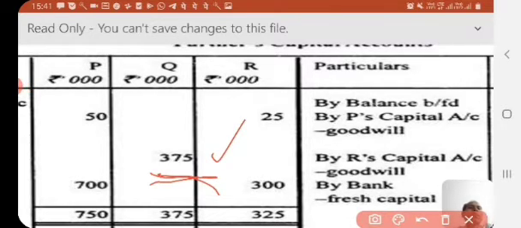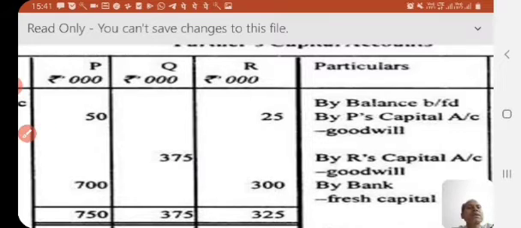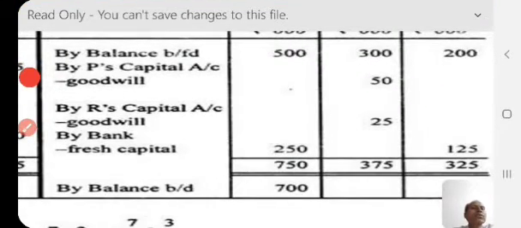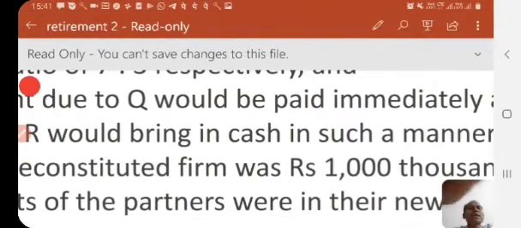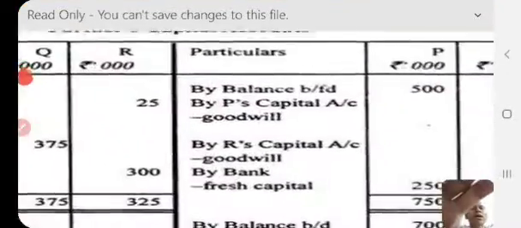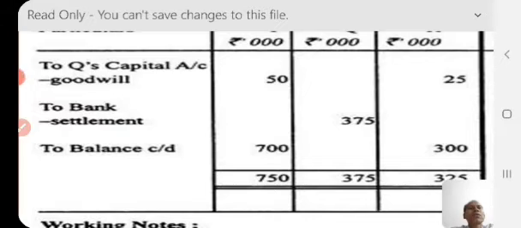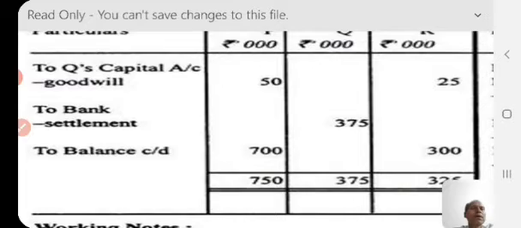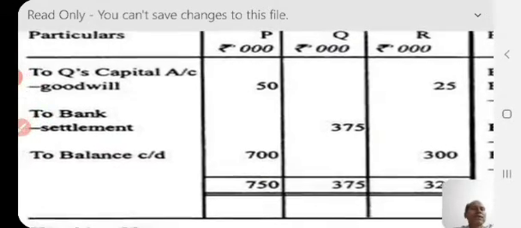375 thousands should be paid immediately to Q by the firm, because the remaining partners are bringing the cash, 250 and 125. With this, 375 thousands should be paid to the Q partner.